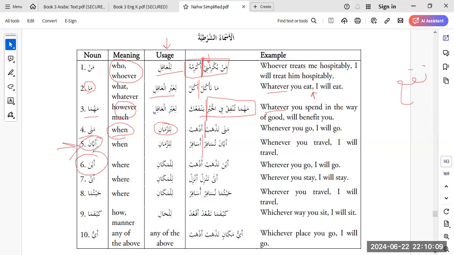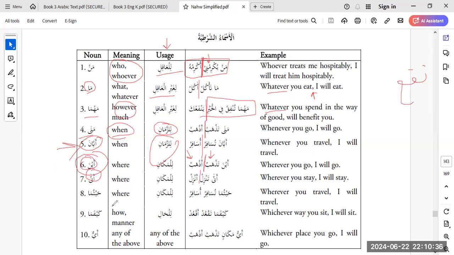Aina, wherever. It will mean wherever when it's used in condition. Aina tazhab, azhab. You see, this much zoom tells us it means where, it is a condition, right? Anna is not used that much, wherever. It's again an adverb, adverb of zaman and makan. Wherever you stay, anna tanzil, anzil: wherever you stay, I'll stay. You can use aina for this, all right?